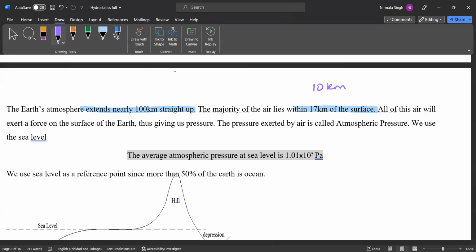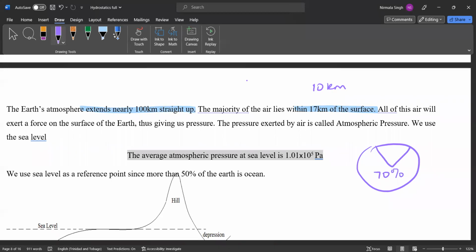Mount Everest is 8, I think 9 kilometers, and most of the climbers who go to the top need to carry supplemental oxygen in order to breathe. So we don't have too much breathable air above us, but we do have a lot of air. If you recall, 70% of our air is made up of what?